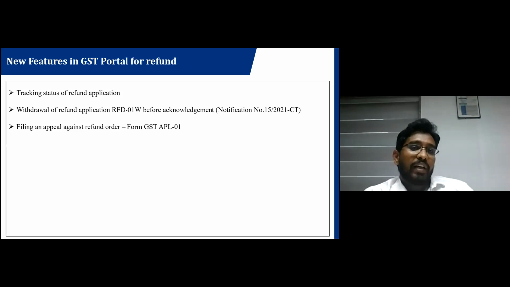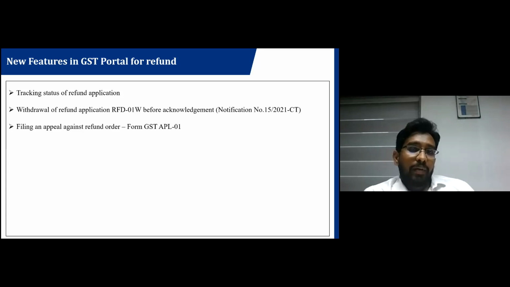You can withdraw your refund application before the acknowledgement is issued. You have filed a refund application. After 3 or 4 days, you realize that you made a mistake. You can withdraw your refund application, provided the acknowledgement is not yet issued.